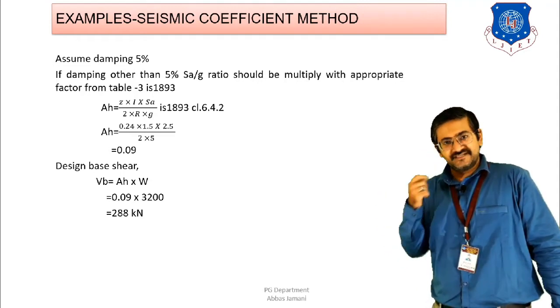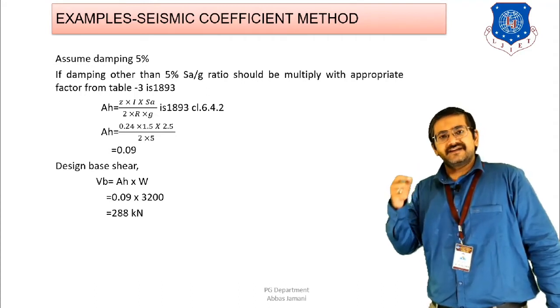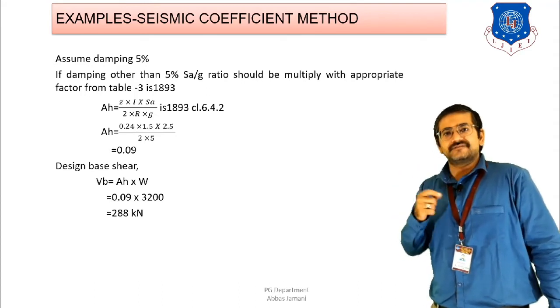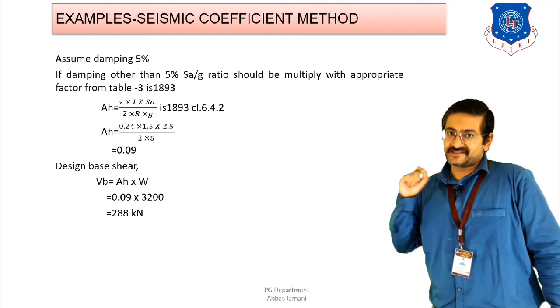So what does this indicate? It indicates that out of the total seismic weight that we have calculated, 9% of the seismic weight will be applied as a lateral load on this building in X direction, right?